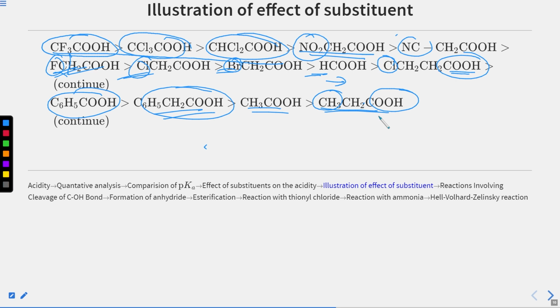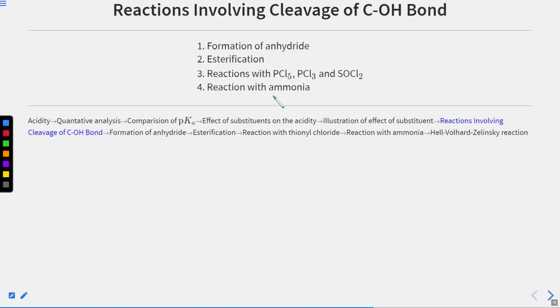Now, let us move to a different type of cleavage of bond. So, up till now, we were discussing the cleavage of the OH bond in the carboxylic group. Now, we will talk about the cleavage of the CO bond. Talking about the cleavage of the CO bond, we will see 4 types of reactions here. First, formation of anhydride, which is basically the reaction of 2 moles of the carboxylic acid. Then we have esterification. Then we have reaction with PCl5, that is phosphorus pentachloride, phosphorus trichloride, thionyl chloride. After that, we will move to the reaction with ammonia.